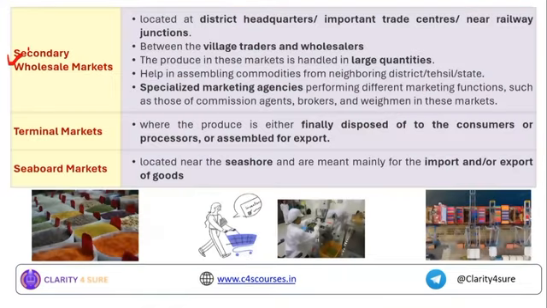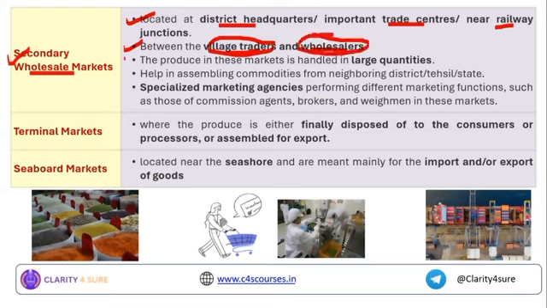On the basis of location, the next classification is the secondary wholesale market. These markets are located in district headquarters, important trade centers, or near railway junctions. The transaction takes place between the village traders and the wholesalers. So here come the traders, village traders and wholesalers. The produce in this market is handled in large quantity. It is wholesale, right? So large numbers of bags of grains will be sold.